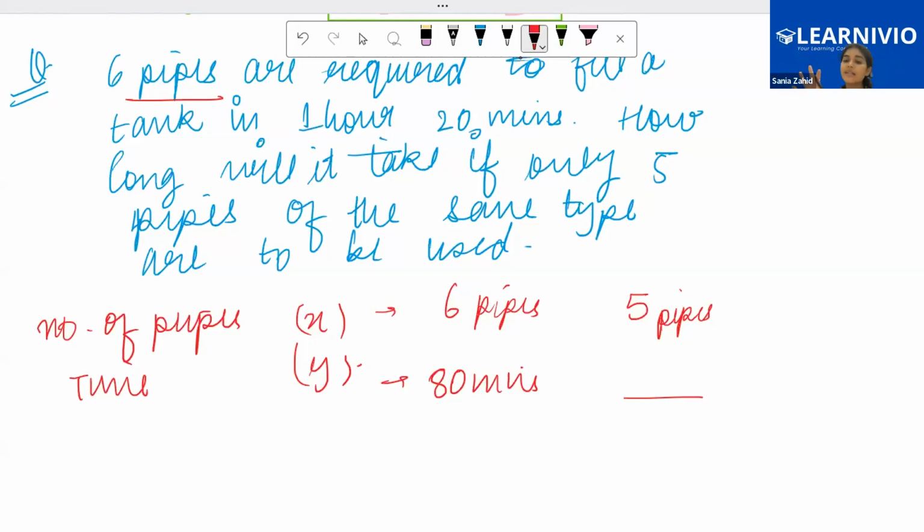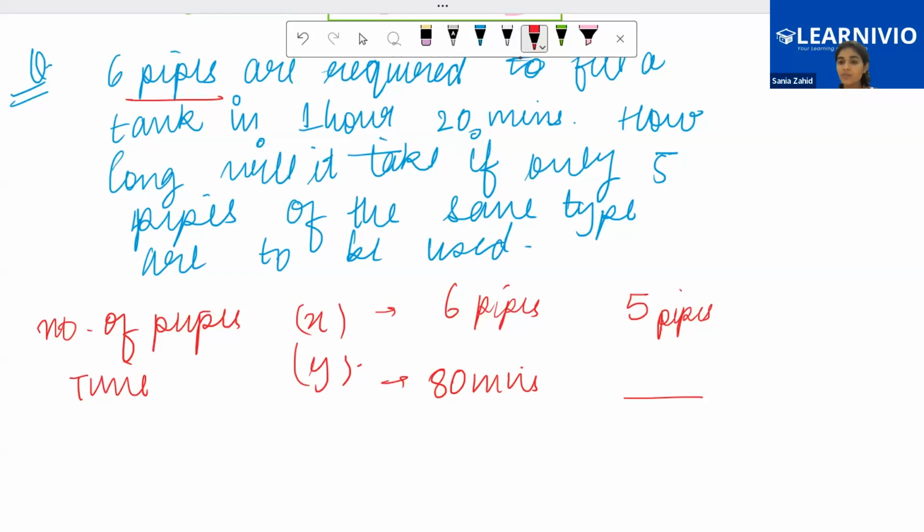See, for example, you have to fill a container. And to fill that container, you are using 10 pipes. Your container will be filled much more easily as compared to the situation when you are using 5 pipes. 5 pipes will take higher time. So this is inverse proportion. When you're using more pipes, you'll have less time. So it is inverse proportion. Understood?